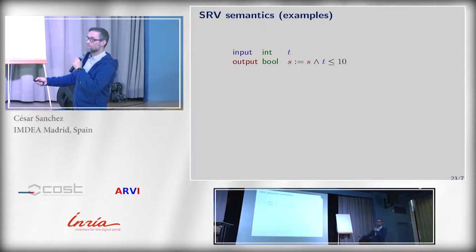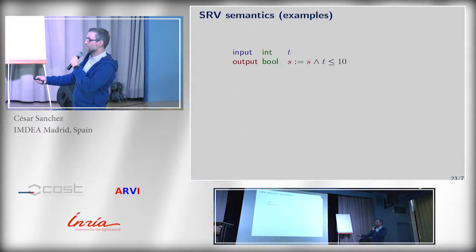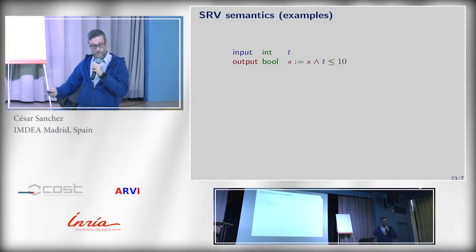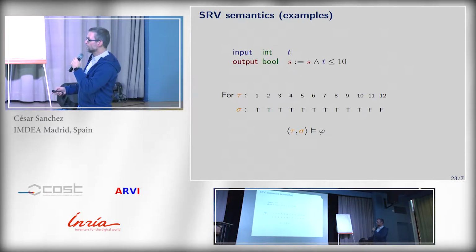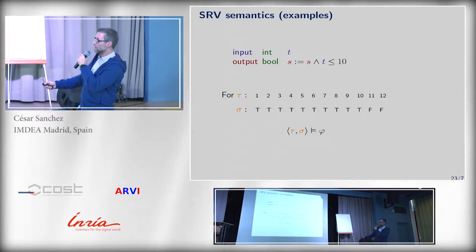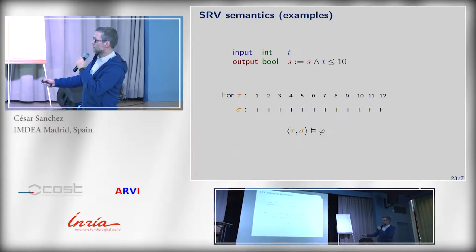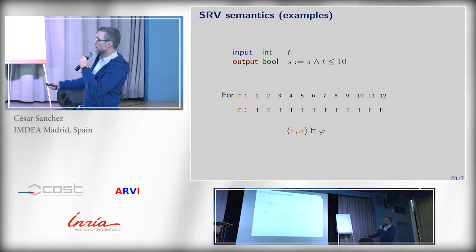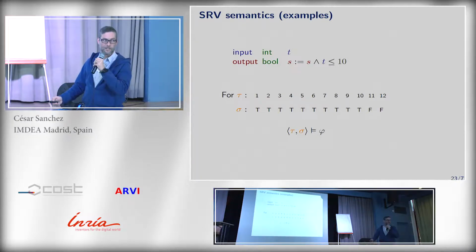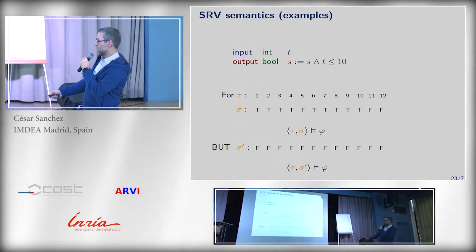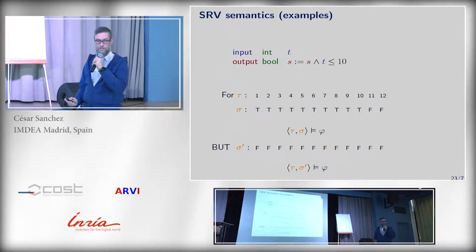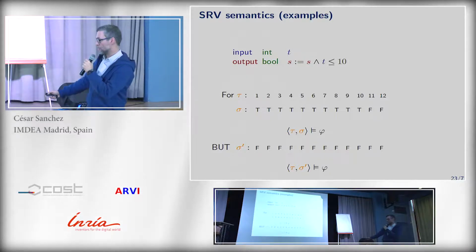If I give you this, a bit more dangerous. I'm saying that the value of s is the value of s and t less than or equal to 10. Well, now it's not so clear. If I give you this input and this output, well, it's a model. We can check whether s is the same as s and t less than or equal to 10. But this other stream, which is obviously different than this stream, is also a model. So now I have two pairs for the same input.